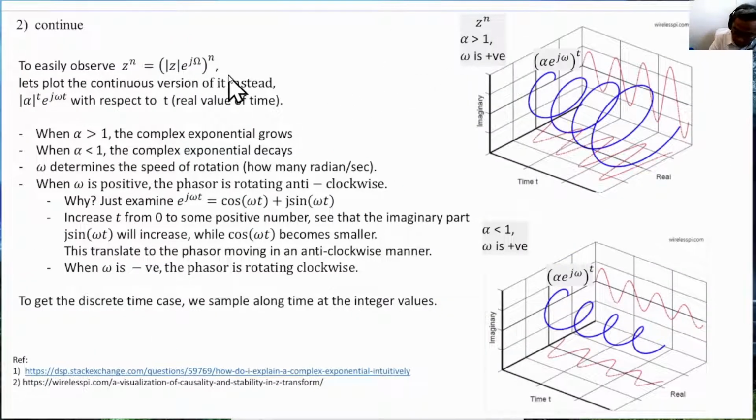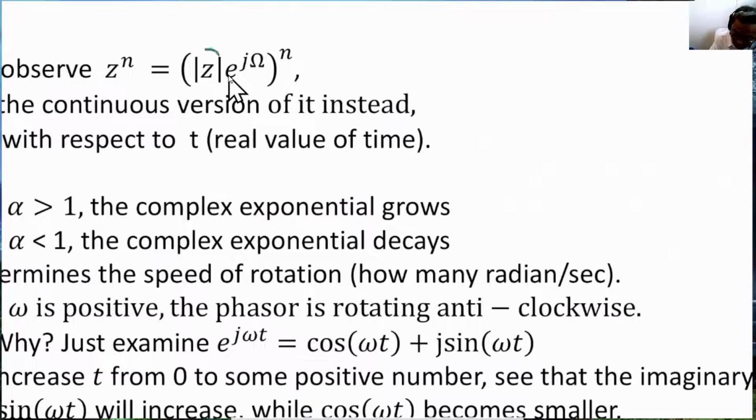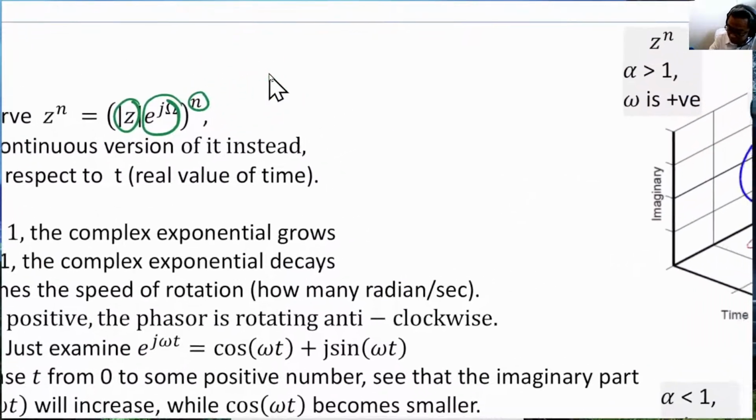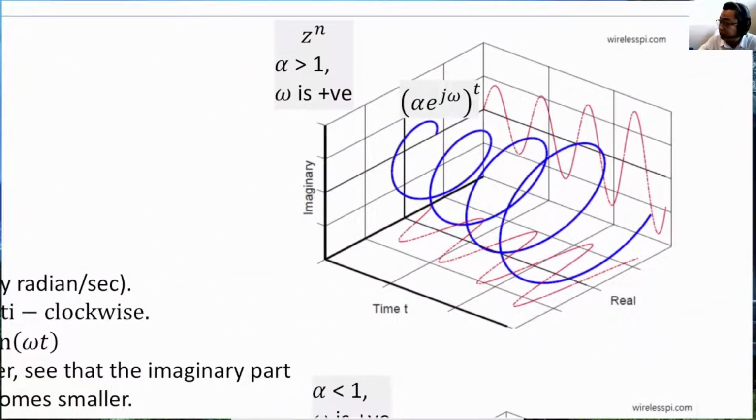Now, what we need to do now is to combine this magnitude and this complex exponential to the power of n. So remember that the magnitude controls whether the sequence is growing or decaying. So if alpha, the magnitude, is bigger than 1 and omega is positive, then it is rotating anti-clockwise, and as n increases, it will rotate faster and faster.